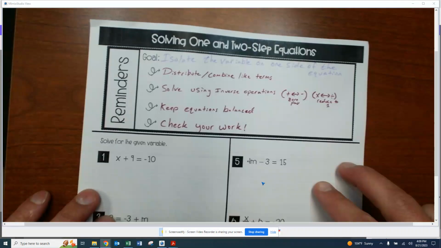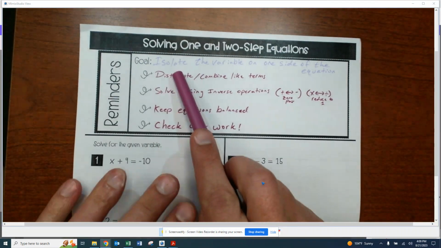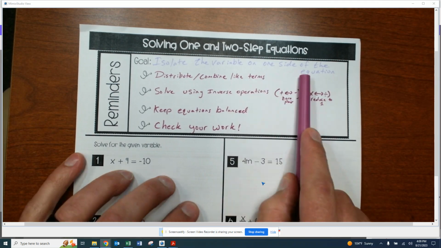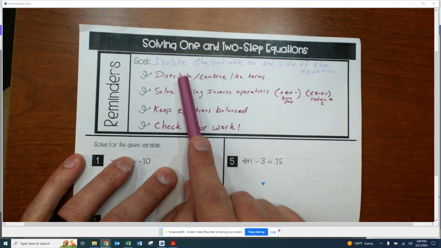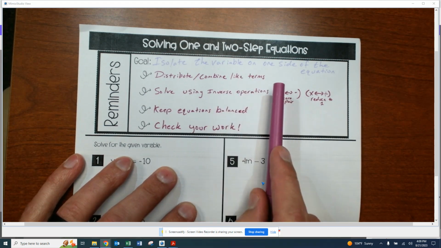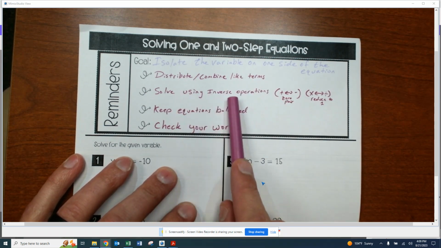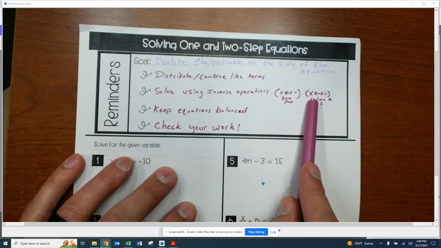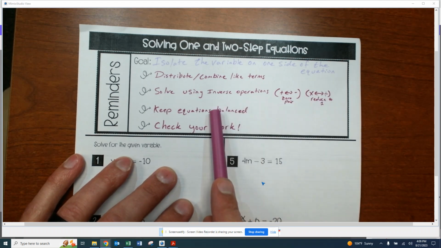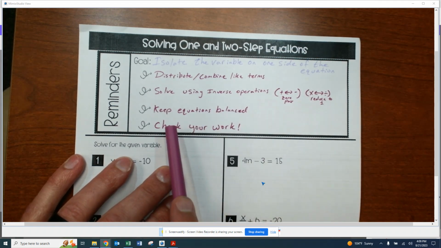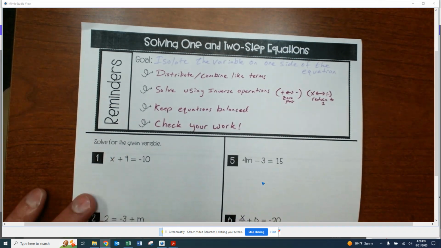Remember, the point of all solving equations is to isolate the variable on one side of the equation. We prefer that it's positive. We're going to do that by distributing and combining like terms. That's the parentheses portion. Solve using inverse operations. That's the zero pair, adding and subtracting, or reduce to one, which is going to be through multiplying and dividing. We have to keep our equations balanced, so whatever we do to one side, we have to do the other, and then we need to check our work.